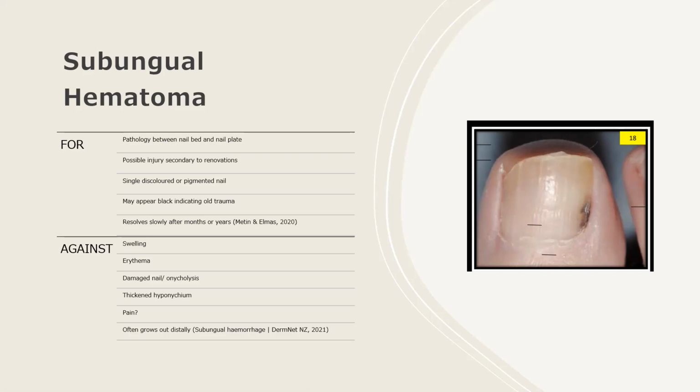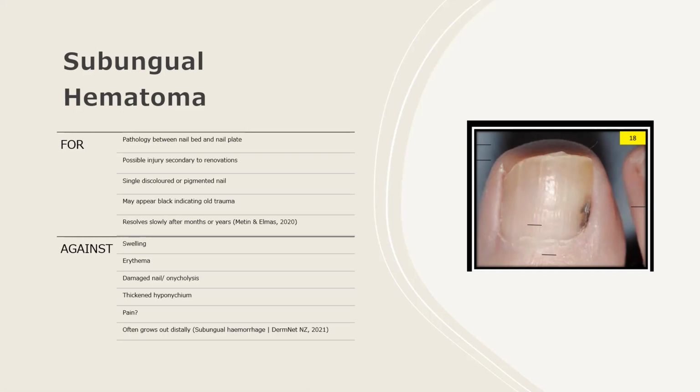Usually this presents as a single discolored or pigmented nail as seen in the image. And this may appear black, indicating old trauma. And again, there is some black discoloration there, as you can see. Usually this type of thing resolves slowly after months or years.